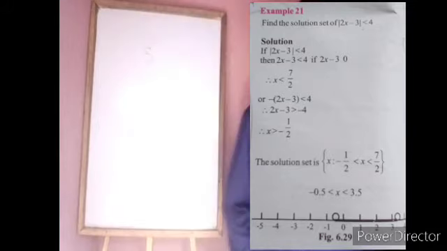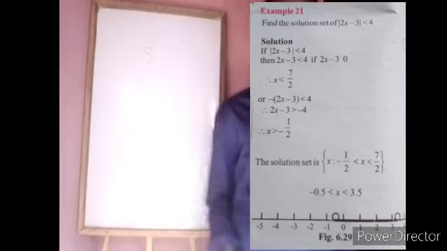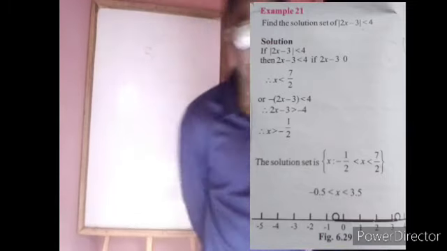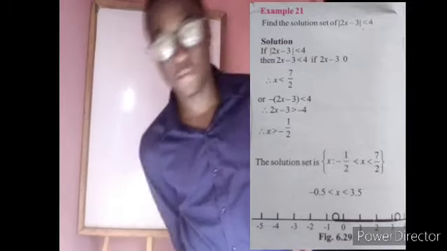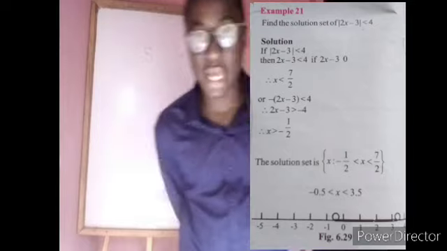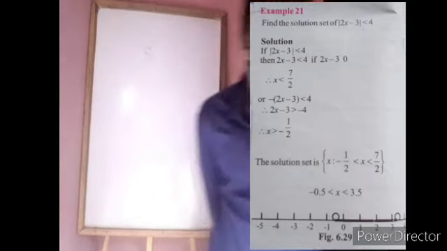So you begin to understand that since absolute value can take either negative or positive, then you can divide into two parts. That means either 2x minus 3 is less than 4, or 2x minus 3 is less than minus 4. Because any number has two values, the positive and negative values. So any modulus of a number has two possible values.